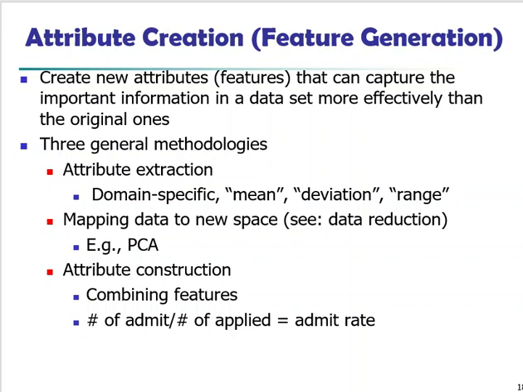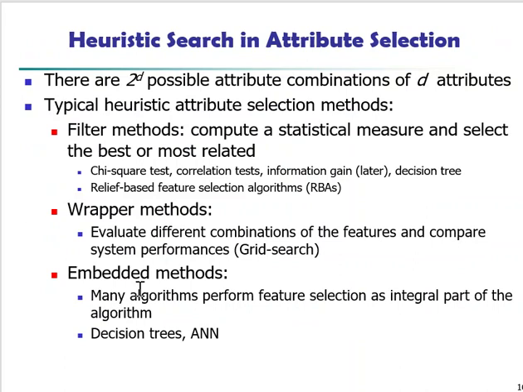In general, when we're not using an embedded method, we would not know whether our attribute selection is effective or not. We have to actually run the algorithm and see its performance and compare things. So the three general approaches are actually often used in combination.